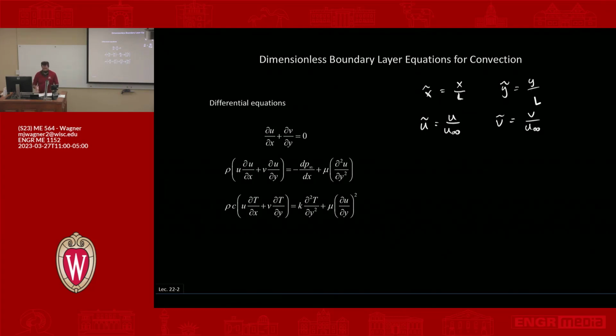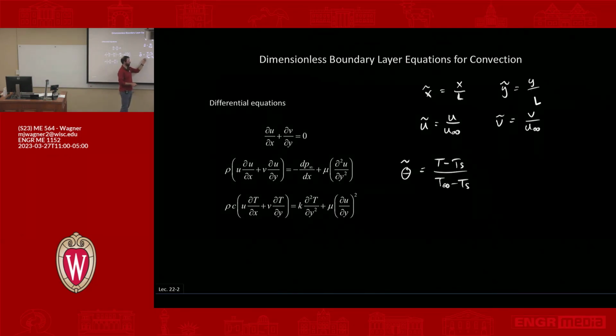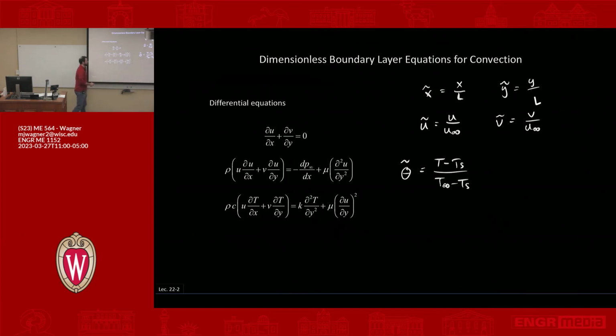OK, so those are the coordinates and velocities. What else can we normalize? For energy, we're going to need to normalize temperature. So let's call normalized temperature theta tilde. That would be the ratio of the actual temperature at some position x and y minus the surface temperature, divided by T infinity minus the surface temperature. In this situation, we're assuming that T infinity is larger, so this temperature falls between 0 and 1. If it was the other way around, you could flip it if you wanted to.